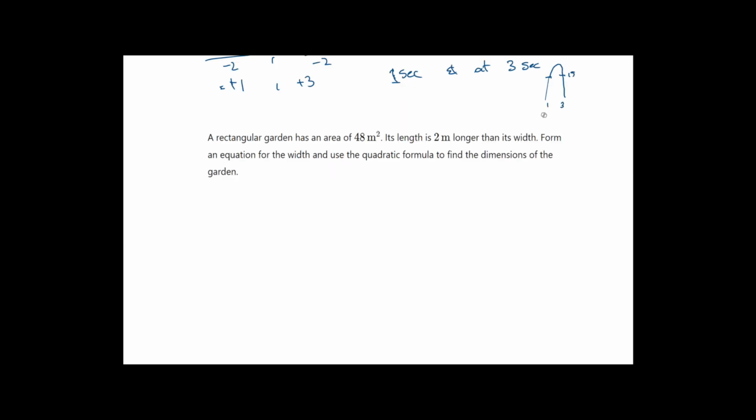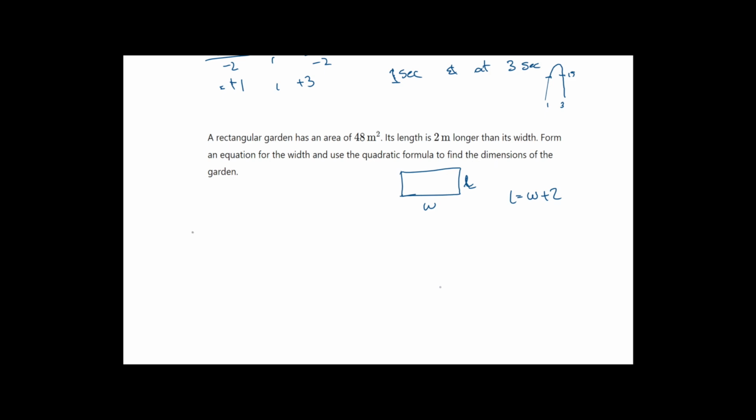All right, this last one requires us to do a little bit of work. So we're told that a rectangular garden has an area of 48 meters. So the width and the length. So the length is 2 meters longer than the width. So the length is the width plus 2. Form an equation for the width and use the quadratic formula to find the dimensions of the garden.